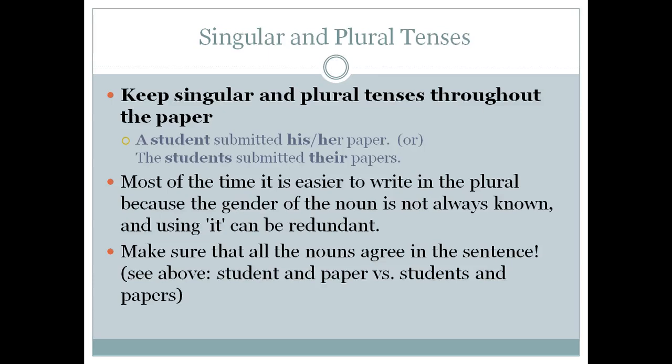So most of the time, it's highly recommended to write in the plural because the gender of the noun is not always known. You could say his or her, but it just makes it easier to always write in the plural. So you want to make sure that everything agrees, the subject agrees with the verb, and they both agree as singular or plural.